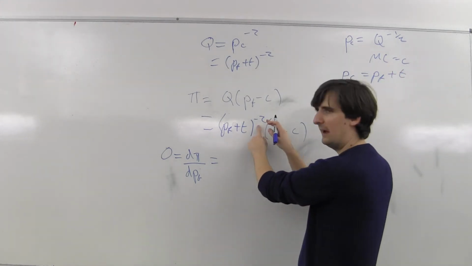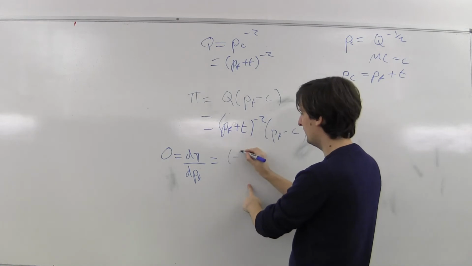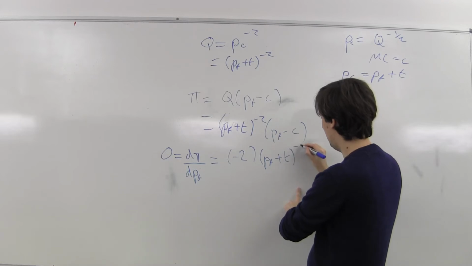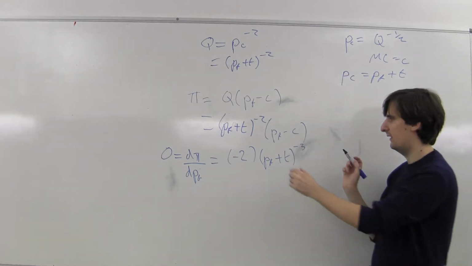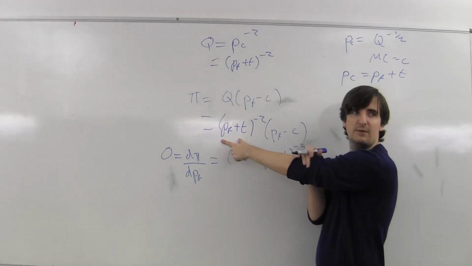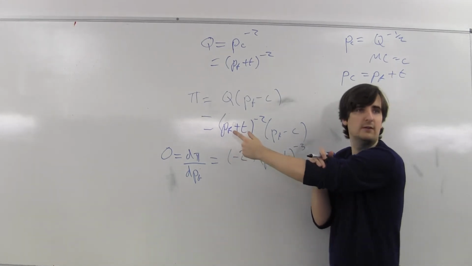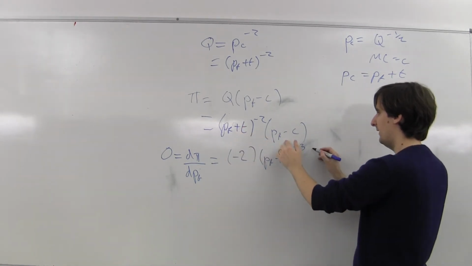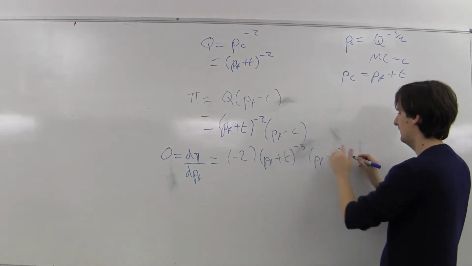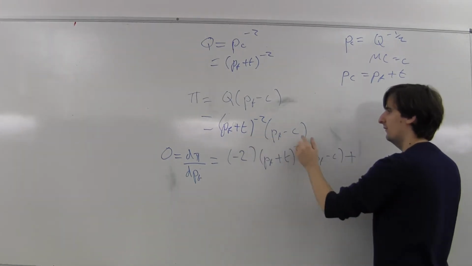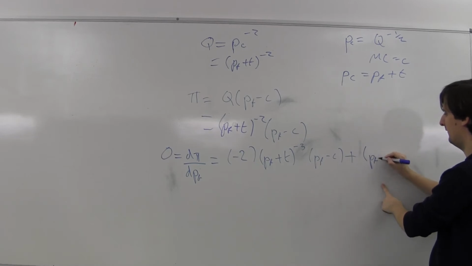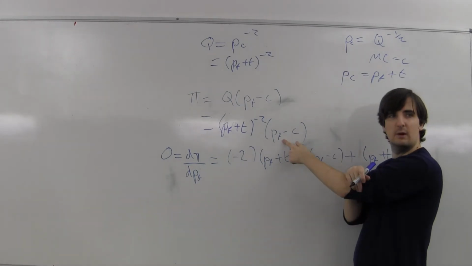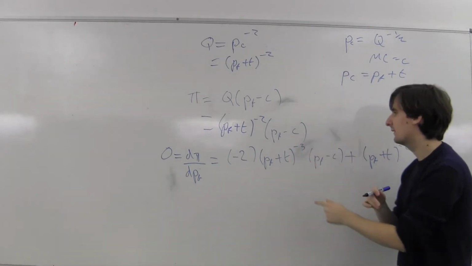This becomes something to the power of minus 3, all times minus 2. So we've got minus 2 pf plus t all to the power of minus 3. Then we have the derivative of what's inside, but that's just 1. So this is our u dash. We've got u dash times v, pf minus c, plus u v dashed: pf plus t to the minus 2 times the derivative of this. Well, the derivative of this is just 1, so that's easy.